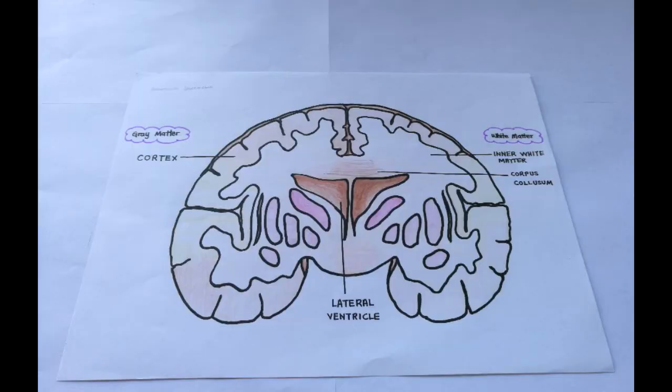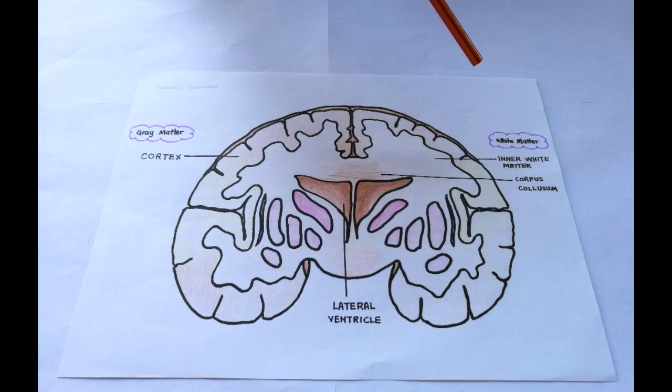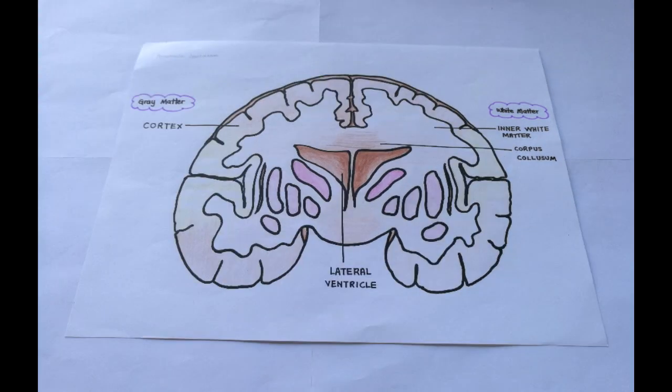Next, I'll be explaining the theory of the causes of cerebral palsy. The first cause is periventricular leukomalacia. It is the damage of the brain's white matter, which is responsible for directing the communication between the movement and thought processing sections of the brain and the rest of the body.